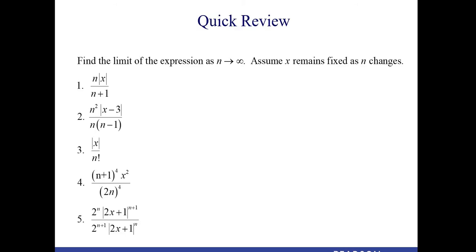We're going to do a quick review to look at limits and something about comparison of functions that we will be using. Find the limit of the expression as n approaches infinity. Assume that x remains fixed as n changes. So let's do the first one together. If n is increasing towards infinity, but x remains a constant, infinity over infinity just becomes 1. This plus 1 can be ignored because as n gets larger and larger, n over n plus 1 approaches 1. So this whole function, as n increases towards infinity, will just approach the absolute value of x.